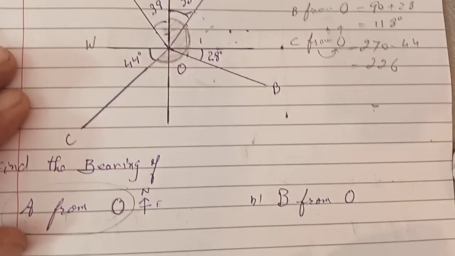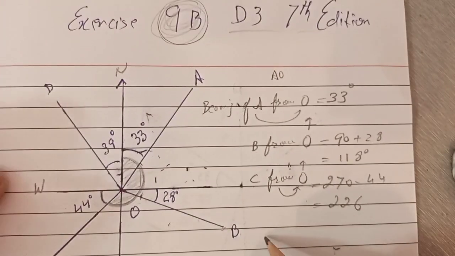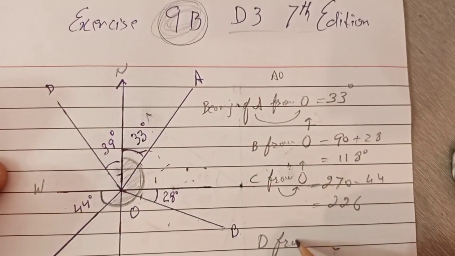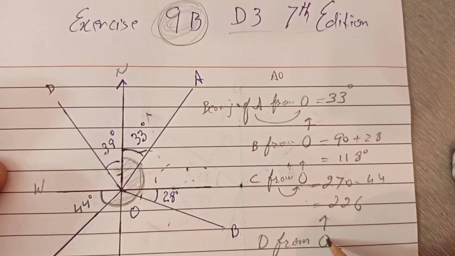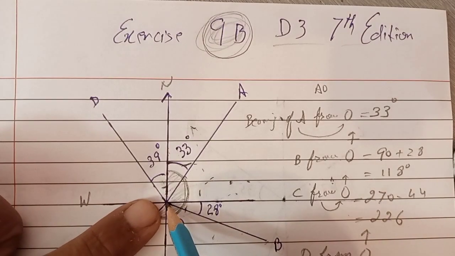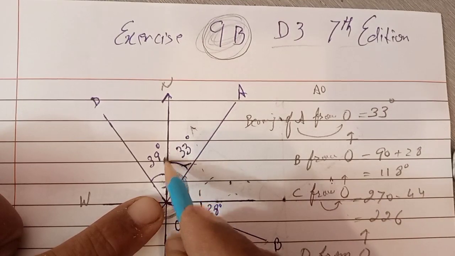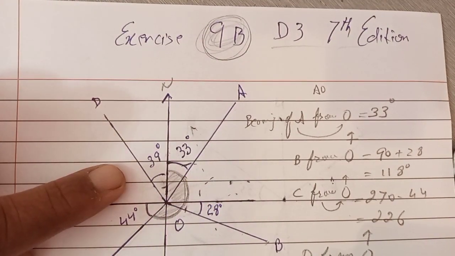Now the next part is: bearing of D from O. What you have to do is take the North Pole at O. O comes after "from". This is O, this is the North Pole. Where is D? This is D. Look at this, this is D.